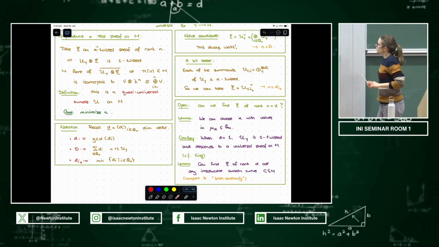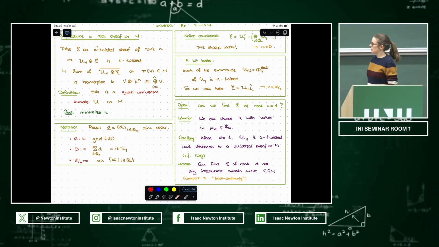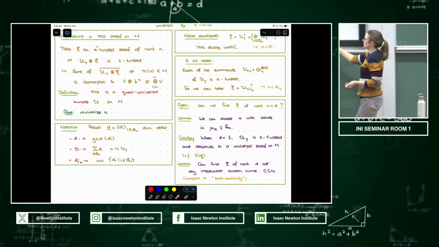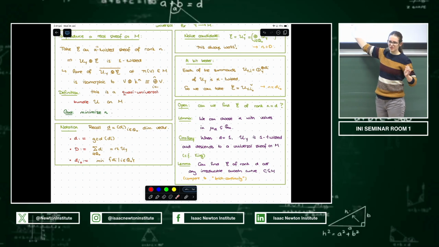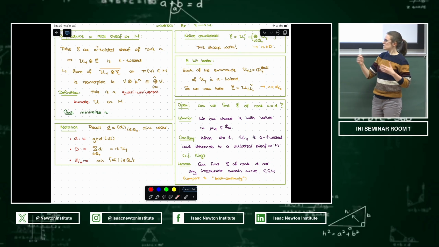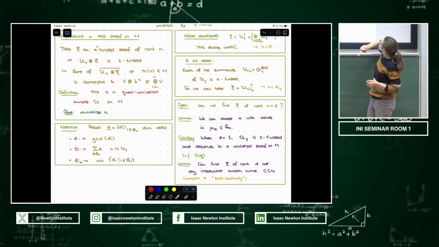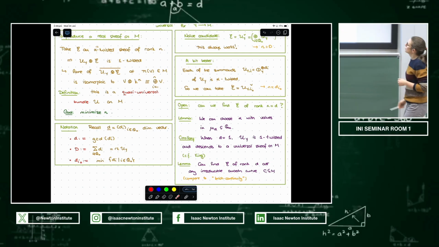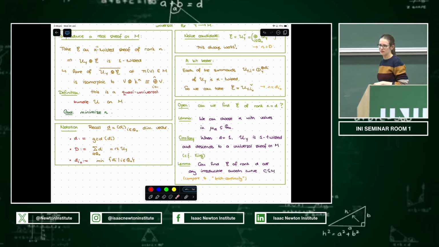And so from the point of view of the result that the representation theorists are trying to prove, this is enough because they're interested in brick continuity. They're interested in curves inside of the moduli space. And so over any curve, we can find a minimal rank quasi-universal bundle.